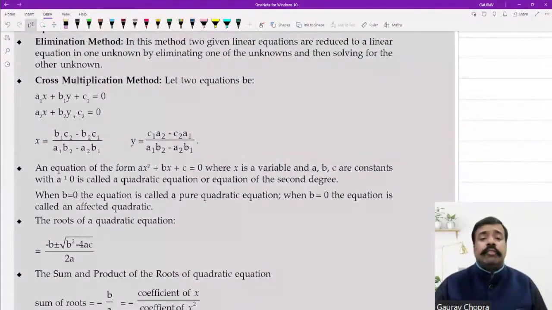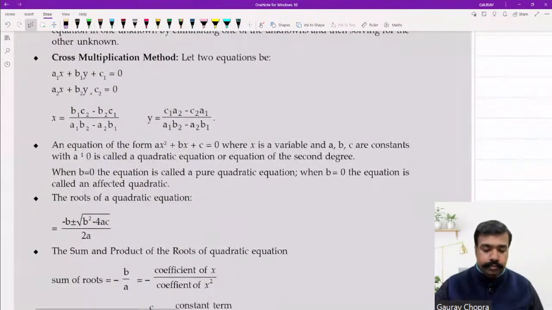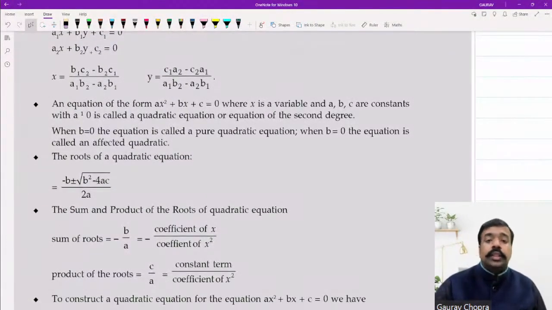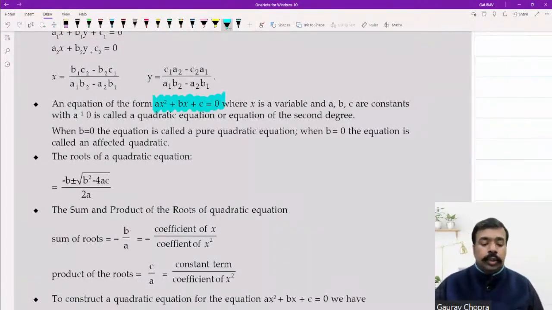Then we discussed the different methods to solve linear equations. One was the elimination method, another was the cross multiplication method, and also the substitution method. So we have tried all the different methods. Then we shifted towards the quadratic equation, the format of which is ax square plus bx plus c is equal to 0. This is the basic format of a quadratic equation, and it is also known as an equation of second degree, where the power is equal to 2.